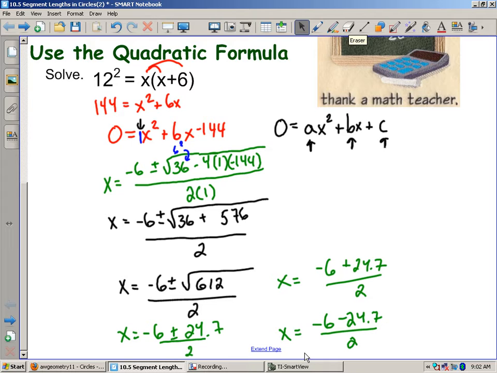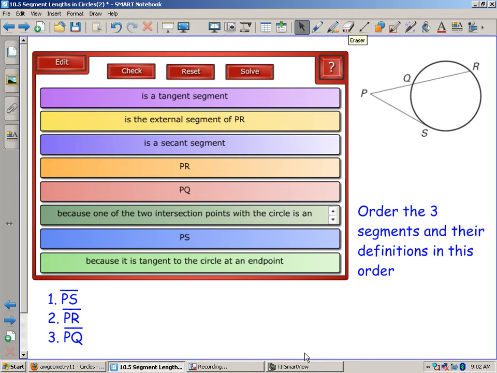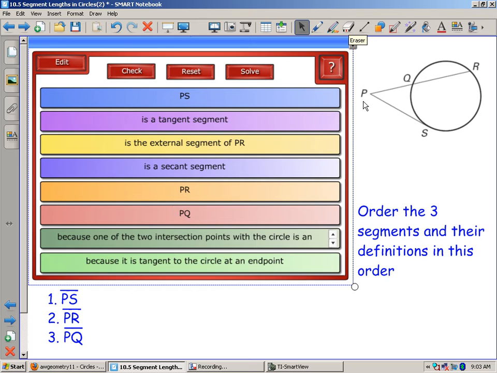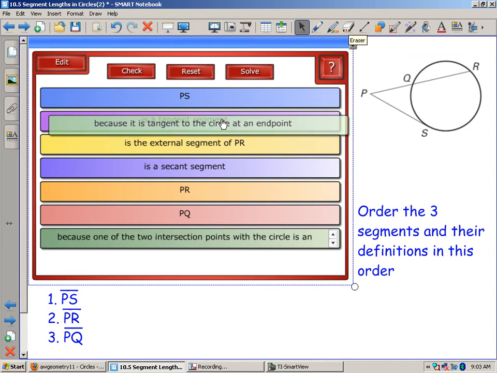Okay, so moving along, we got a couple definitions here. We want to put them in the order that we have over here. It says order the segments by their definition. So we're going to start with PS, so I know PS is up here at the top row. And so PS, if I look at it, it looks like it is a tangent segment, which is good to know, because it is tangent to the circle at an endpoint. So if I'm putting them in order, that's the way it's going to look.